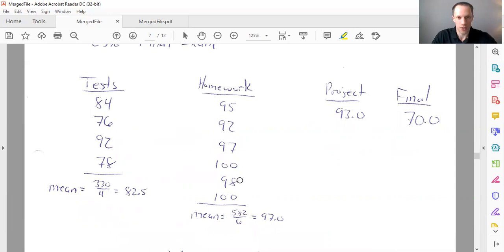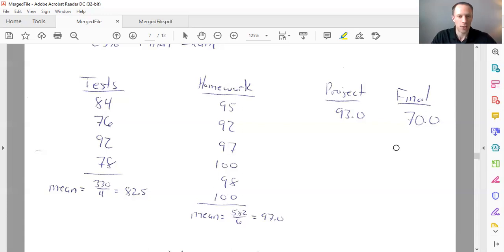Homework: let's say there were 6 homework assignments. Each homework assignment counts equally towards the homework part of your grade. So again, I can just take a straight-up average here, add them up, divide by 6. I get 97.0 for the homework grade. The project, let's say that's just a one-time assignment, 93, and the final exam, a one-time assignment, that's 70.